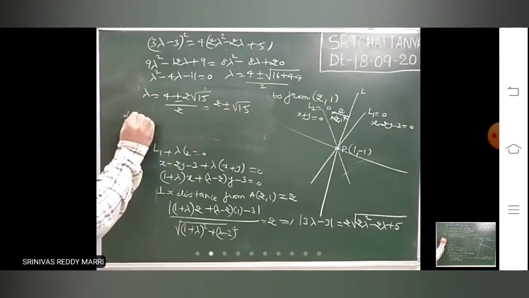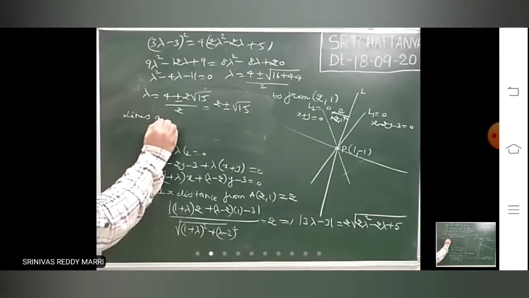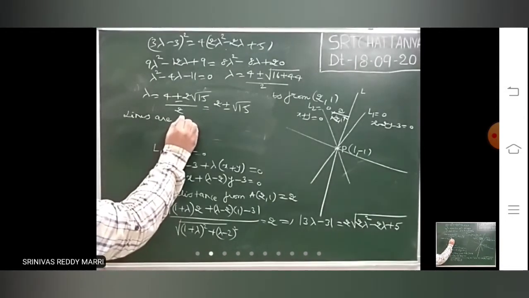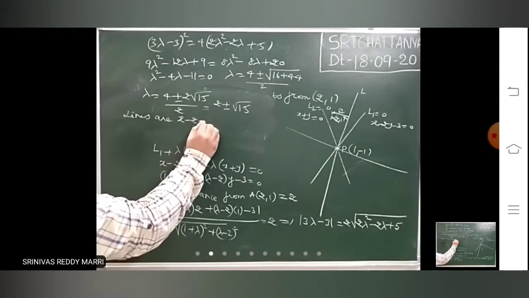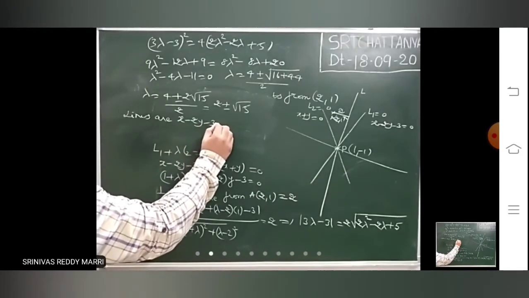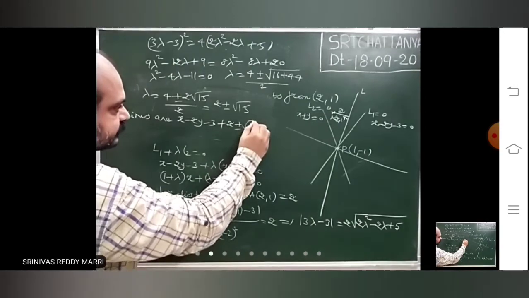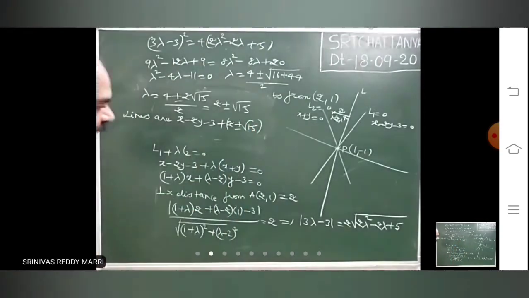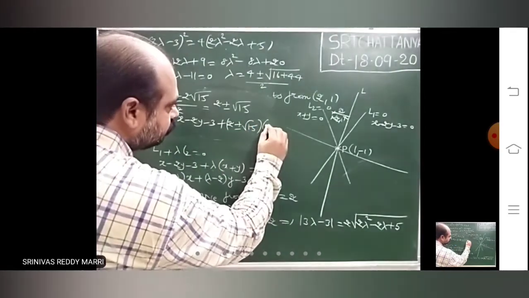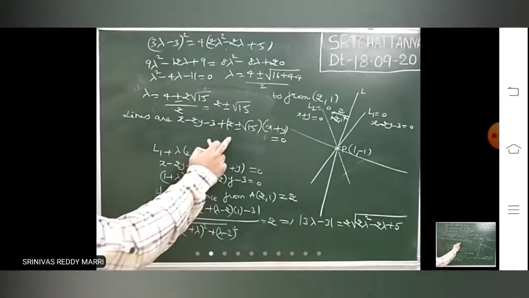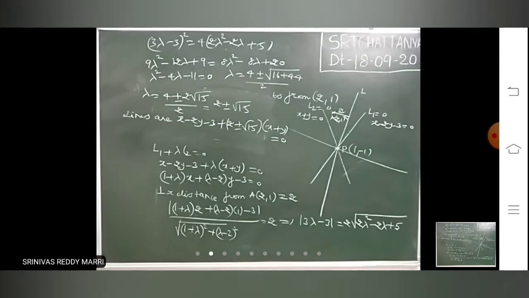Therefore the possible lines are: substitute lambda in x minus 2y minus 3 plus lambda, with value 2 plus or minus root 15, into (x plus y) equal to 0. If you take plus you will get one line, if you take minus you will get the other line.